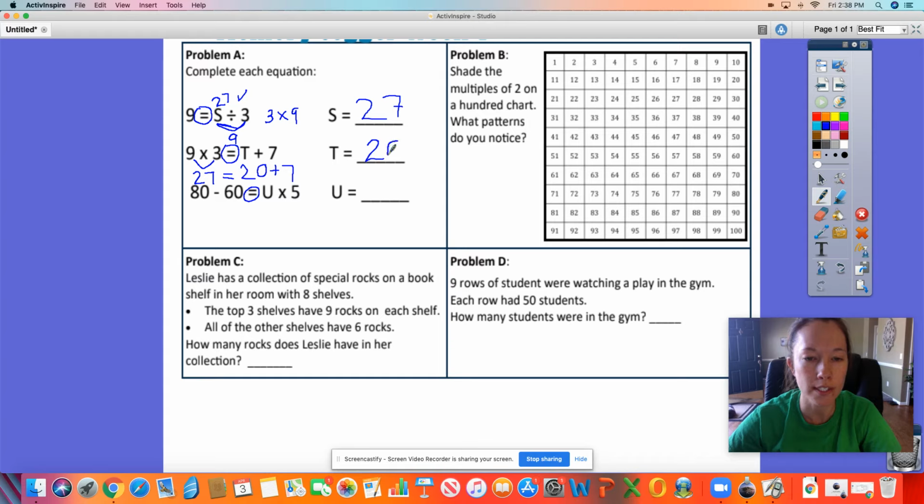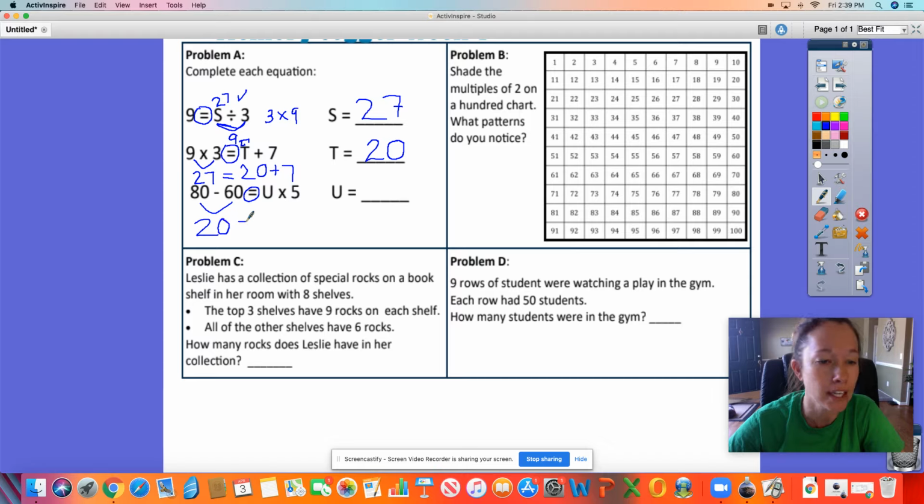If you put 27 as your answer, please notice the mistake that you made, because if I plug in a 27 right here for T, 27 plus 7, that's 34. That's not 27. So that's why it wouldn't work. You have to plug those in and check the answer. And then the third one, 80 minus 60. Well, 80 minus 60 is 20.